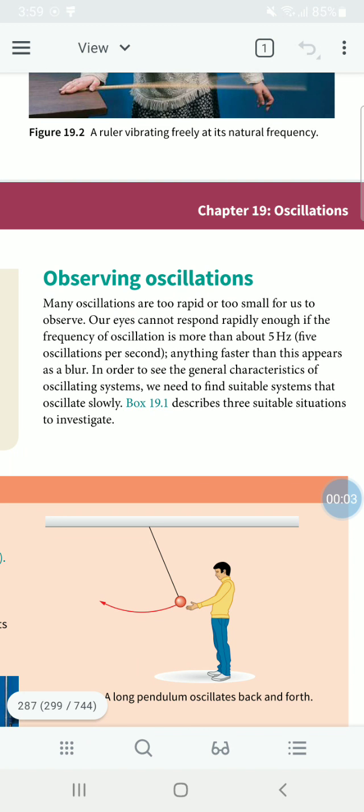Physics chapter 19, theory video 2, observing oscillations. Many oscillations are too rapid or too small for us to observe.